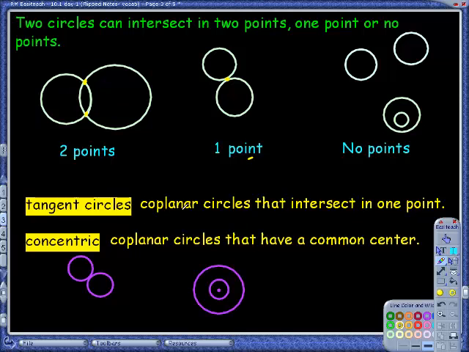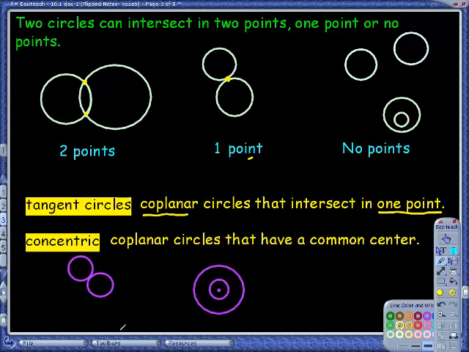When we talk about tangent circles, they are coplanar, meaning they're on the same plane, and they intersect in 1 point. So this example that I have up here would be an example of tangent circles. They're on the same plane. They intersect at exactly 1 point.